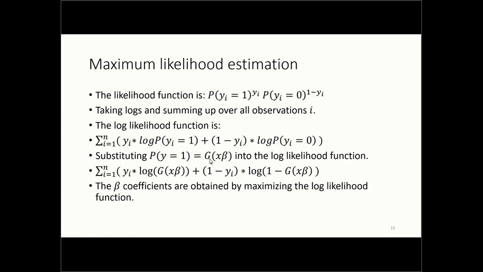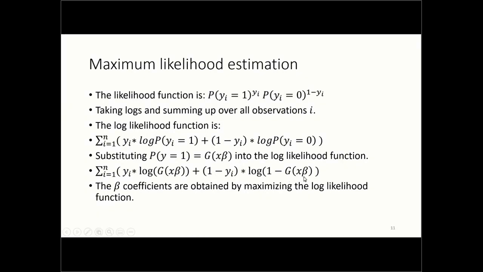And this g function could be either for the Probit model or for the Logit model, depending on what this g function is. And so if we substitute this g function into the log likelihood function above, here's what we are going to have. So here the probability of y equals 1, we are going to replace this with g of x beta. And the probability of y equals 0 would be 1 minus the probability of y equals 1.